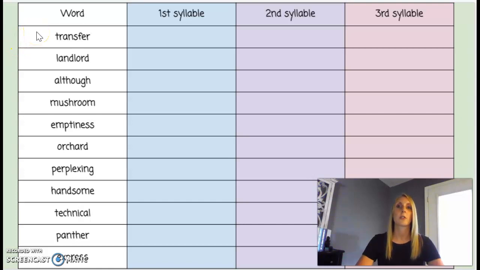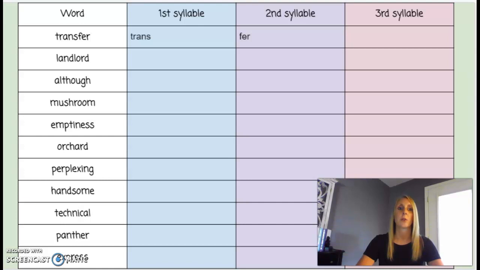The first word is transfer. I know that transfer has two syllables, so I'm going to divide it into the correct columns. I'm going to double click. The first syllable is trans, and the second syllable is fer. You will finish dividing the rest of these words into syllables on your own.